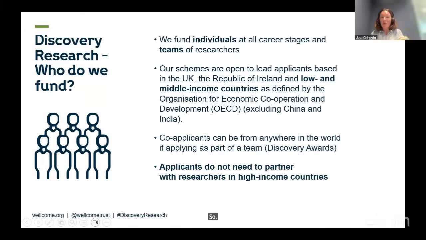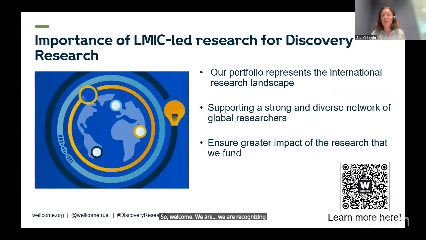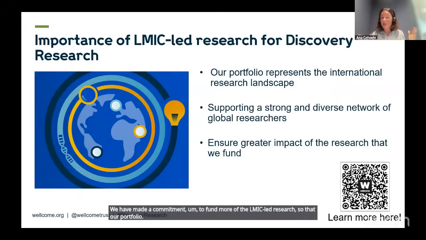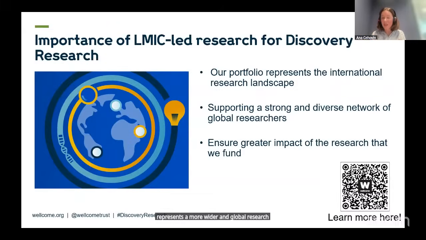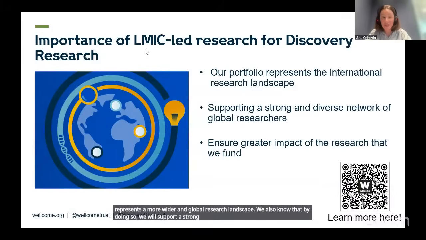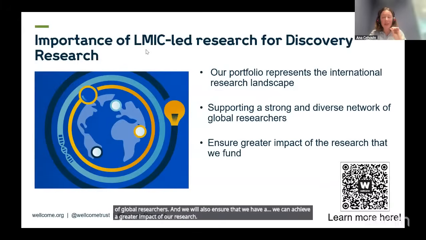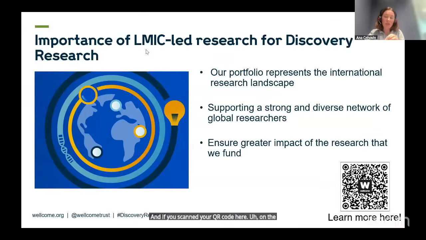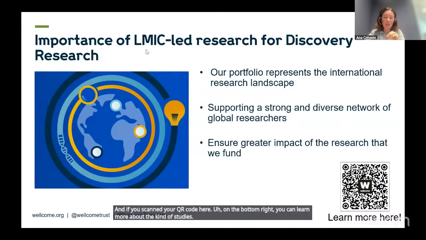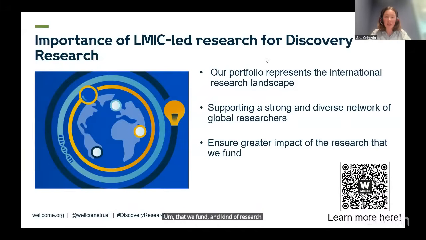At Wellcome, we recognize the importance of LMIC-led research, and we have made a commitment to fund more of it so that our portfolio represents a wider and more global research landscape. We also know that by doing so, we will support a strong and diverse network of global researchers, and we will also ensure that we can achieve a greater impact of our research. If you scan the QR code on the bottom right, you can learn more about the kind of studies and researchers that we fund in LMICs.